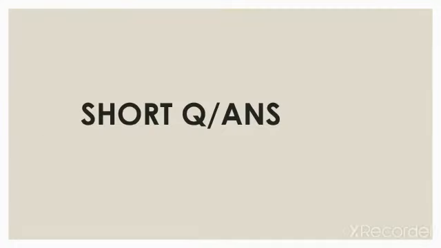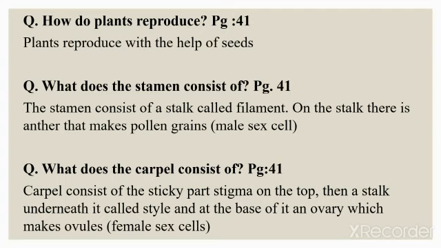Now we will learn about the questions and answers from the book for your better understanding and learning of the chapter. The first question is from page number 41, and it is, how do plants reproduce? So the answer is, plants reproduce with the help of seeds.